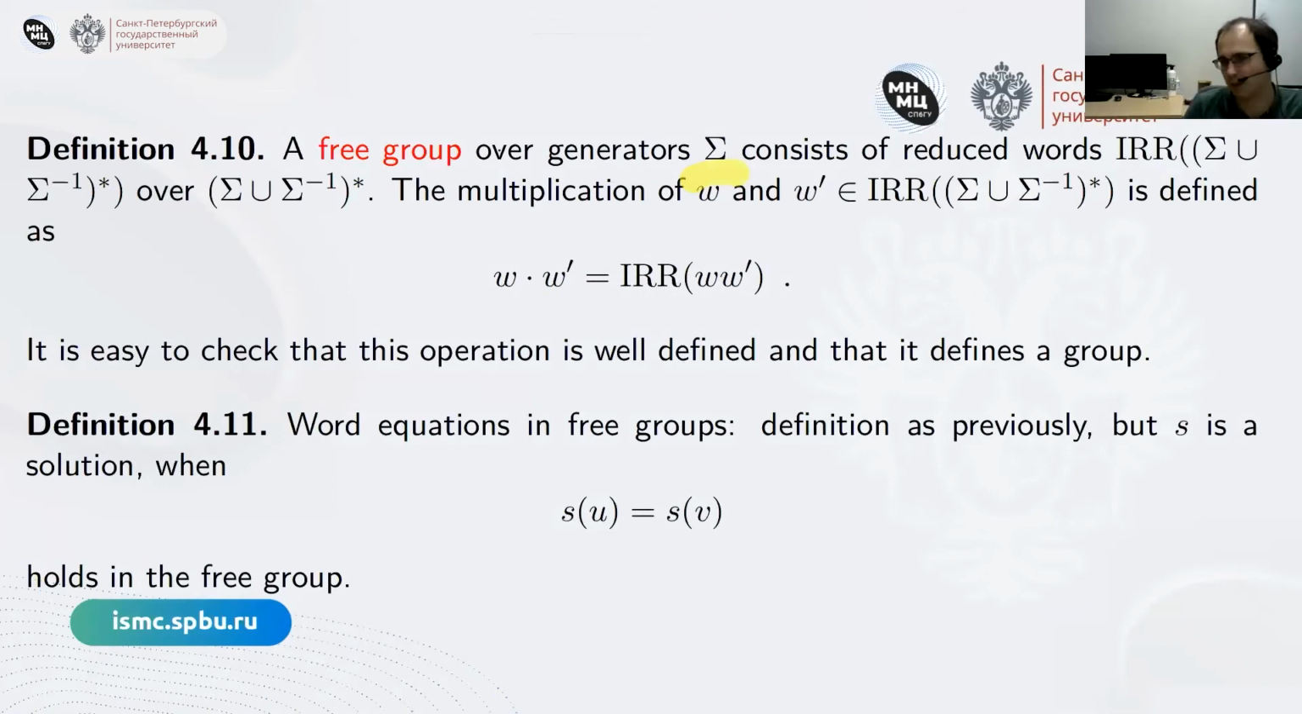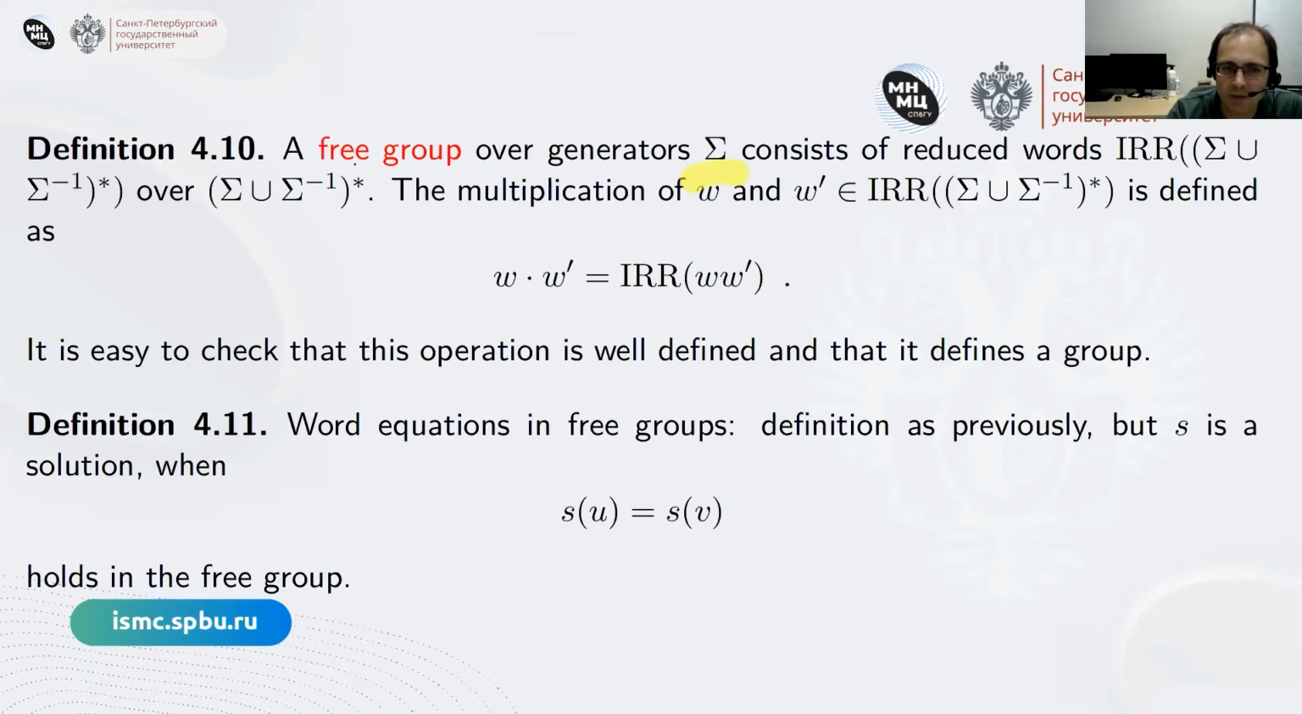This defines a group. There is an alternative reason why it's called a free group, which comes from universal algebra, but it doesn't matter that much. This is the free group. Okay, and I will usually use just the words, even if they are not reduced, as elements of the free group, because there is a unique way in which they define an element of the free group.